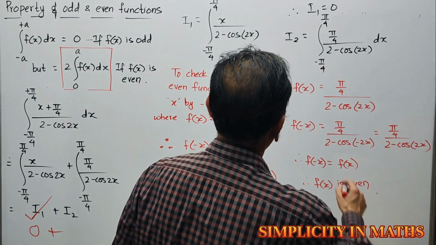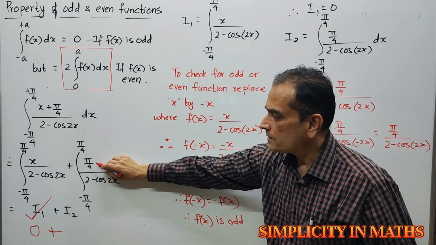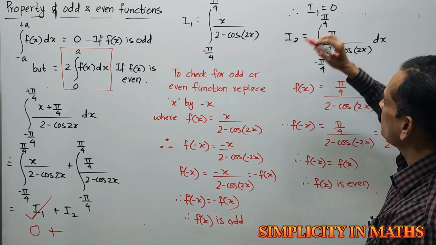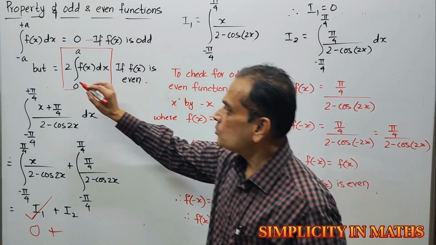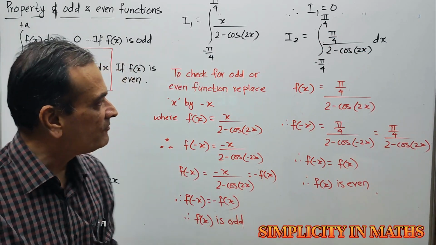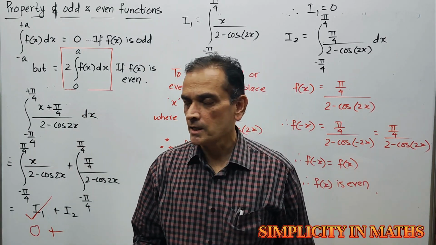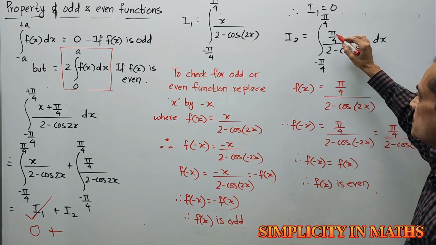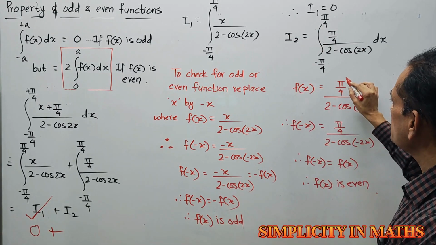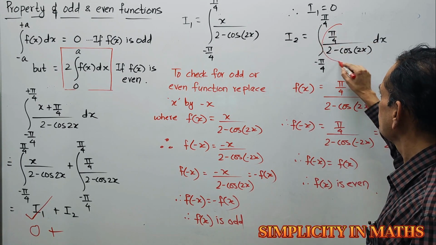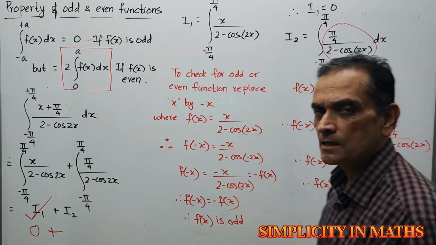प्लस अभी I2 के लिए देखना है. So let us see for I2. I2 is this part. Again for I2 you have got minus π/4 to plus π/4. Minus a to plus a means property of odd and even functions. So let us check again whether the function is odd or even. फंक्शन यानी इंटीग्रल के अंदर जो है वो फंक्शन है π/4 upon 2 minus cos 2x. This is the function f(x).